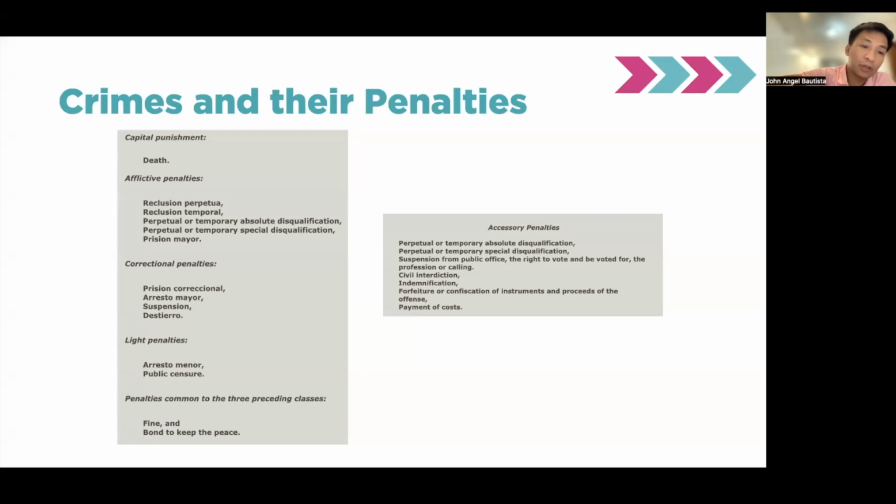From the top, mula dun sa reclusion perpetua pababa, pakonti ng pakonti yung araw or yung years diyan, no? So suspension destierro, siguro yung banishment ng destierro for example, hindi ka allowed to be somewhere near the crime scene for a certain number of time. Light penalties naman, meron tayong arresto menor and public censure, pwedeng magkaroon ng fine at all of those categories, and bond to keep the peace.